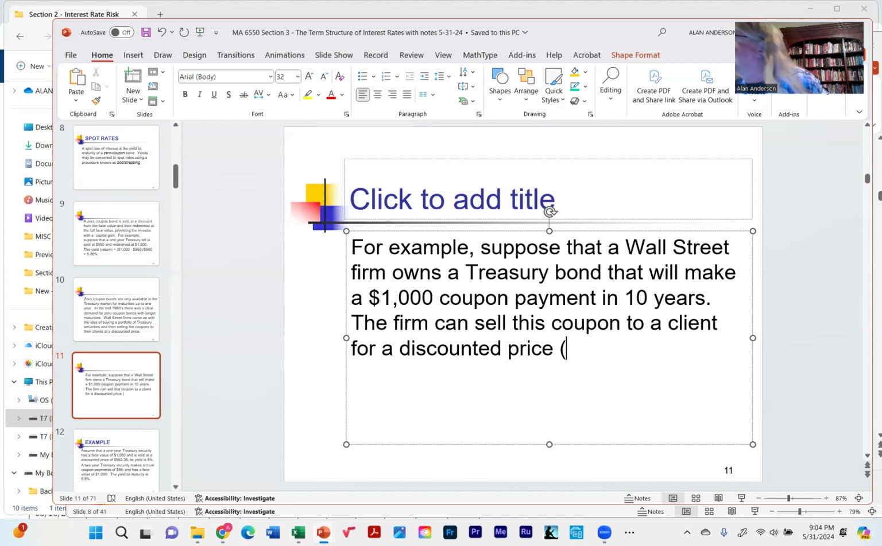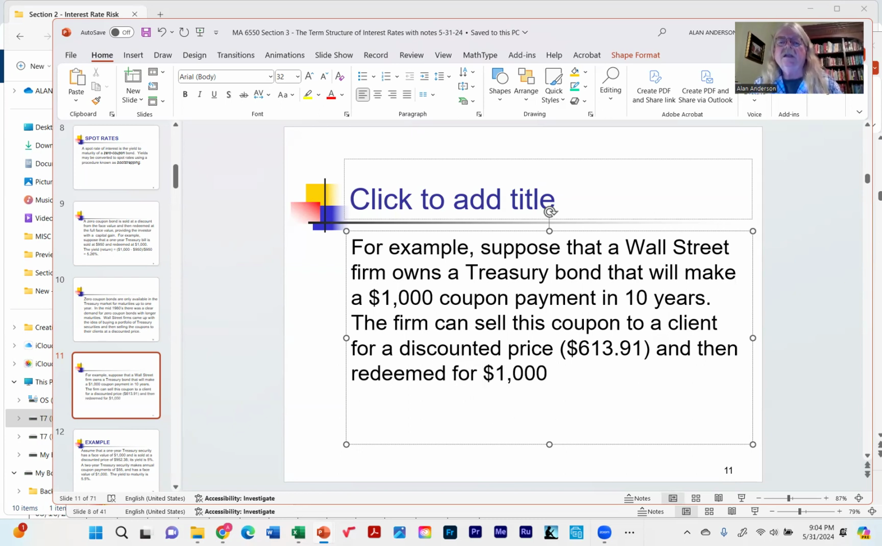All right. So hold on 1 second. Let's say the yield is 5%. The price would be $613.91, and then redeemed for $1,000 in 10 years.